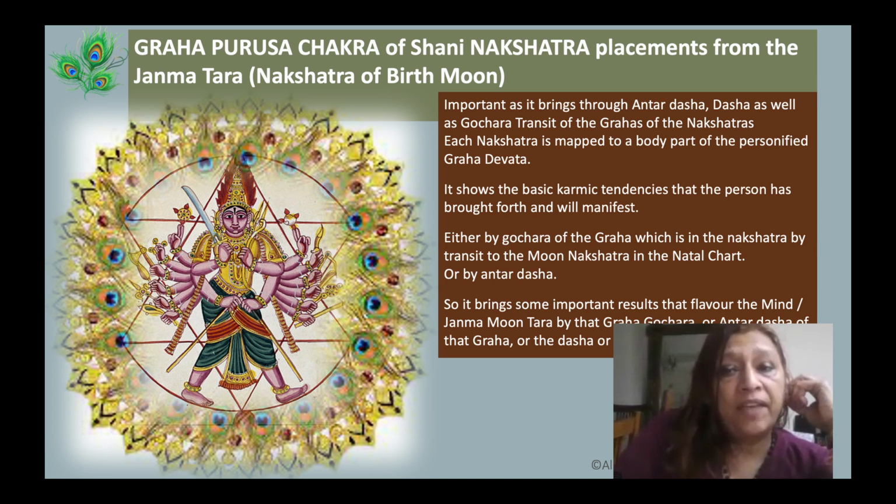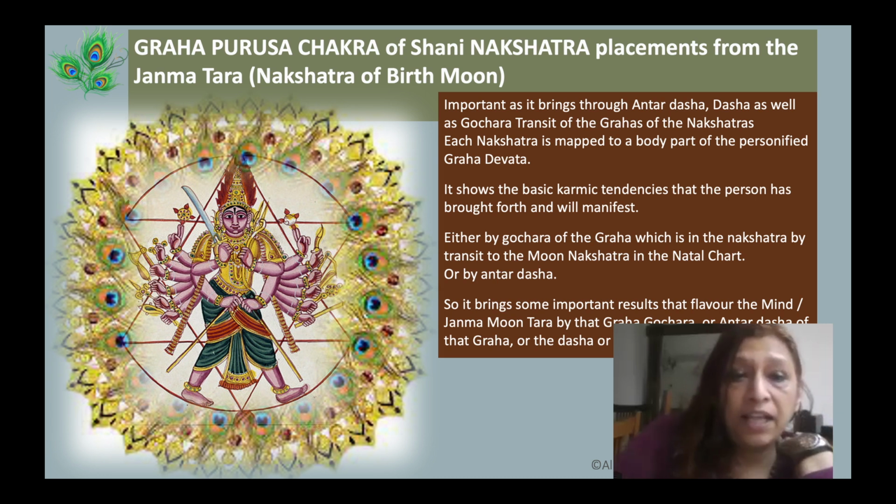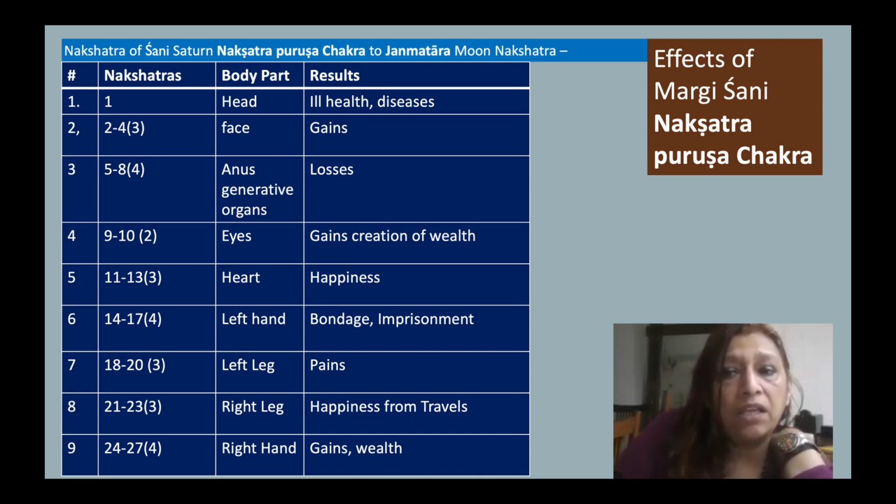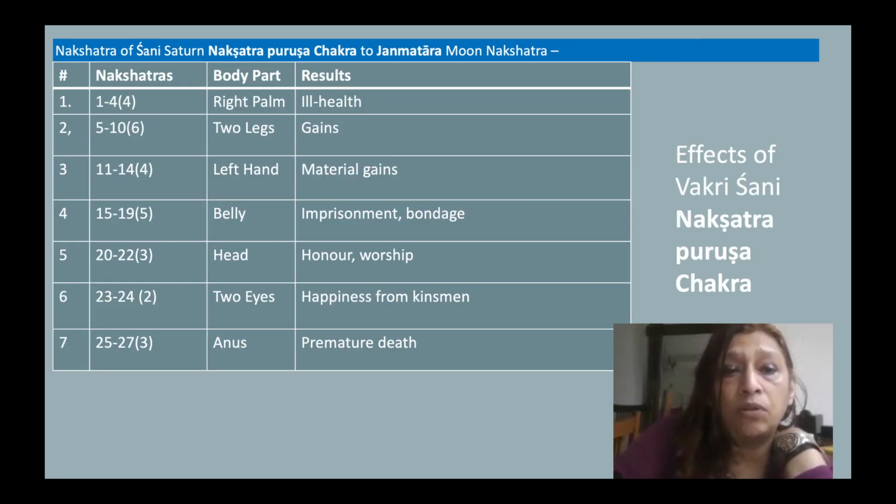It is very important because you can even map the gochara depending on the nakshatras. Of course, you need to know the nakshatras. I've already given you a rough idea on how to do it. Let's do the Saturn one, okay? Now, this is the effects of Margi Shani, Margi meaning Shani which is direct. If you have a Shani which is retrograde, then you have to follow another scheme, which is the effects of Vakri Shani. Everybody getting this? We've established this?